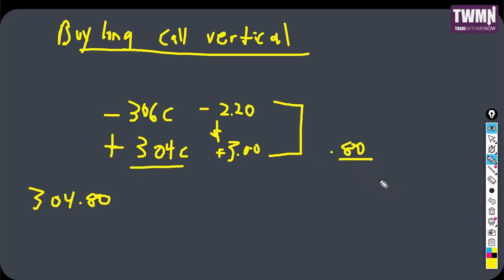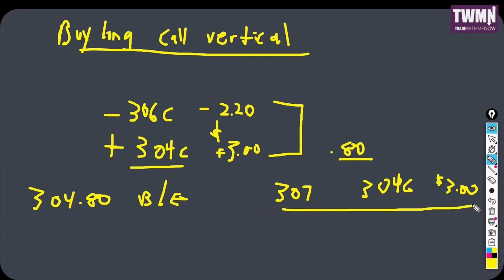And over here in this scenario, what did we buy? We bought just the 304 call straight up, and it cost $3. Okay, this is break even. The break even for this trade over here is 307. So can you see, price could move up and I could lose money spending $3 on that call. But on the vertical, I could actually make money.